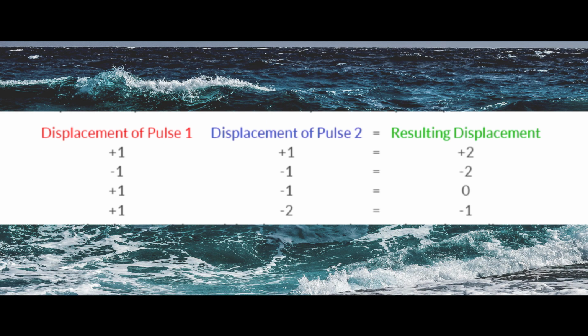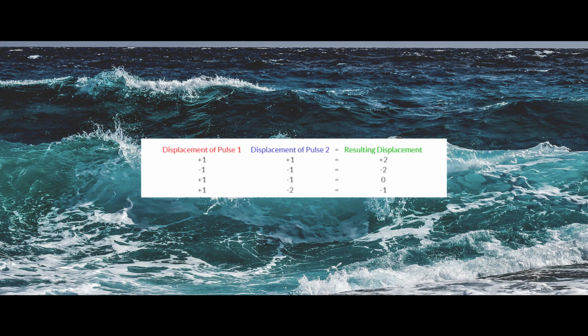For the displacement of pulse 1 and pulse 2, we have 1 plus 1 equals positive 2, and negative 1 plus negative 1 equals negative 2. That is in the case of constructive interference. For positive 1 and negative 1, that results in 0, and positive 1 plus negative 2 is equal to negative 1. That is destructive interference.